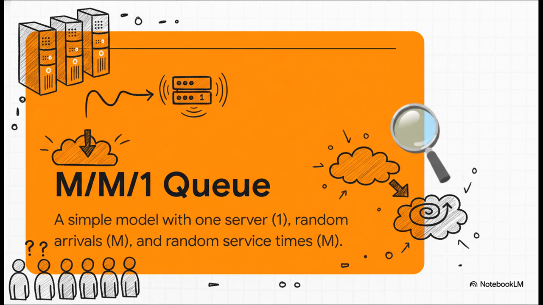Now, the most fundamental model for all of this is something called the M/M/1 queue. I know, that notation looks super intimidating, but don't worry, it's just a shorthand. The 1 just means there's a single server, one cashier. The first M means that people arrive randomly, and the second M means the time it takes to help them is also random. It's the basic building block for understanding how these unpredictable queues actually behave.